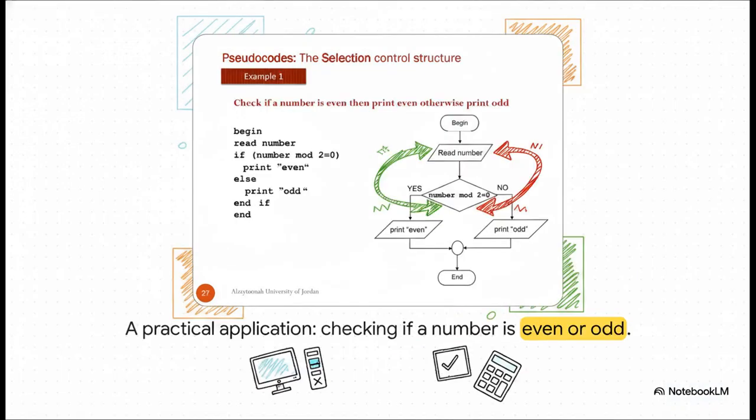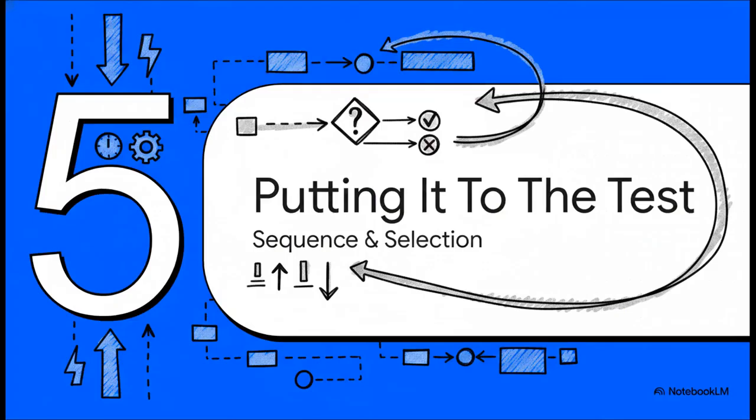Let's look at a practical application. Say we're checking if a number is even or odd. The diamond asks a very simple condition. Does the number modulo 2 equal 0? If that's true, it branches down and prints even. If it's false, it branches the other way to print odd. And just like that, the computer has successfully navigated a choice. Which leads us to our final section, section 5, putting it to the test.